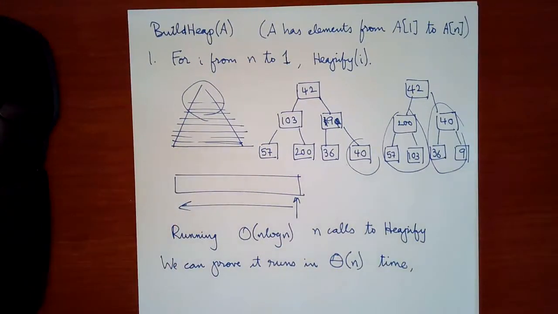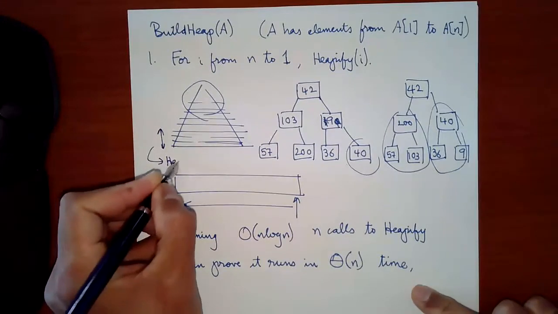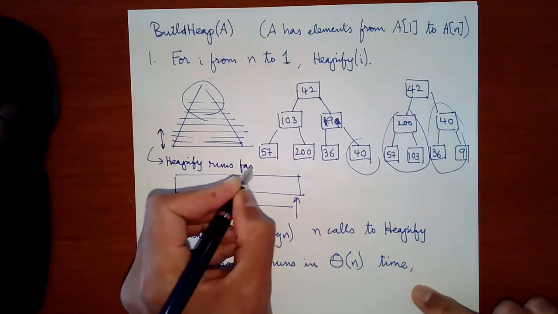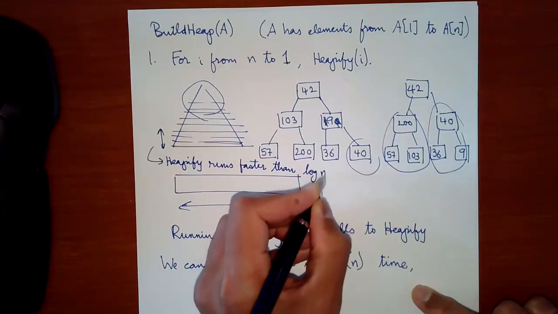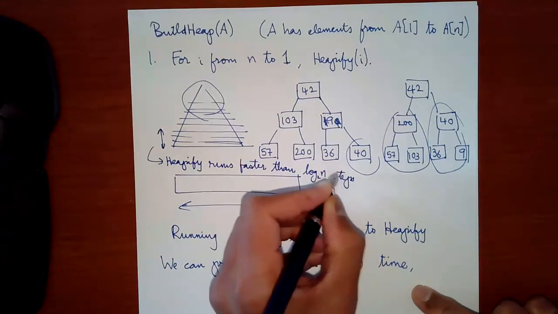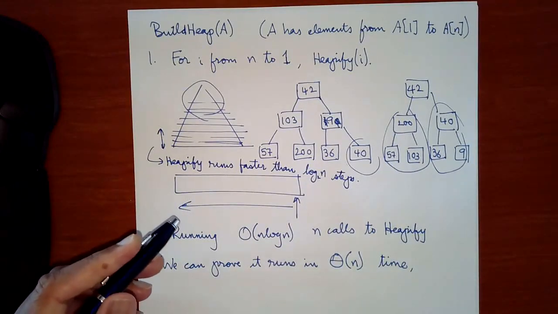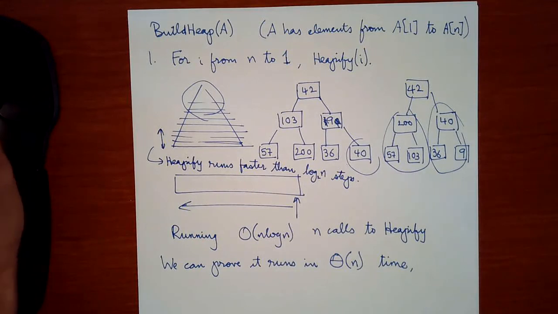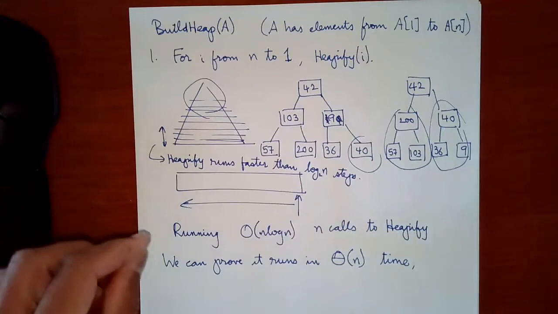The intuition for that is that the Heapify calls down here run faster than log n steps. And the math is given in CLRS, and I can do it, but it will take more than a few minutes. And so at this point, I will just leave you with this fact.